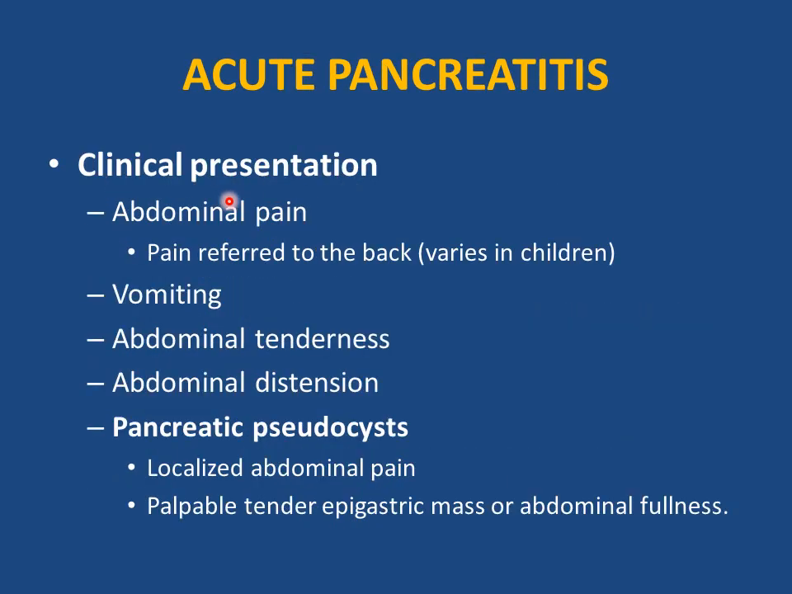Clinical presentation of acute pancreatitis: abdominal pain. Pain referred to the back, but this varies in children. So if the pain does not refer to the back, this does not rule out pancreatitis. So even in the absence of that in children, you still think about pancreatitis. Vomiting, abdominal tenderness, abdominal distension. Pancreatic pseudocyst will, in addition to the pain, have a mass, an epigastric mass.